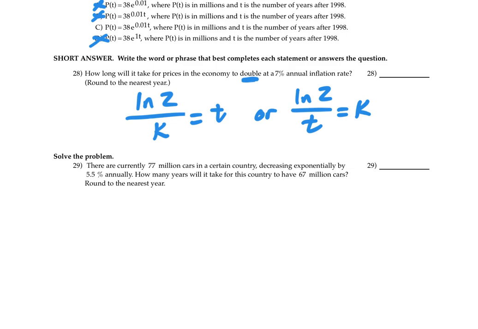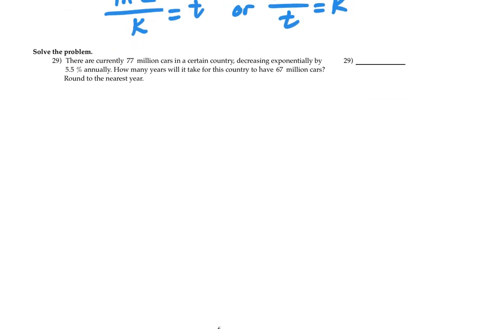And then on this last one, you just have to make sure you read it carefully. There are currently 77 million cars. It's decreasing exponentially by 5.5%. How many years will it take for this country to have 67 million cars? When we put this one in, the number that goes right here is my starting amount, what we have right now, 77 million.